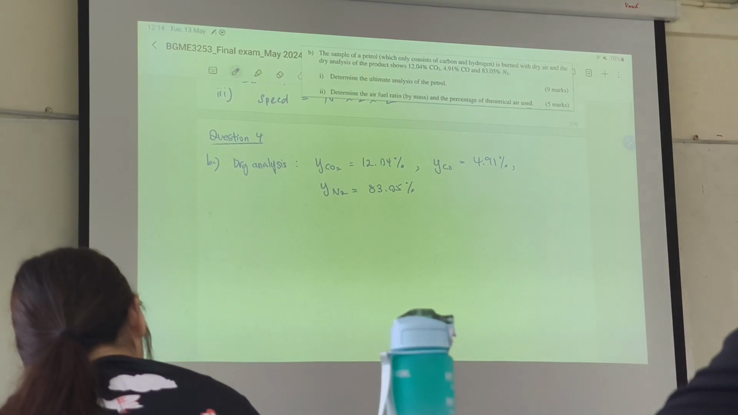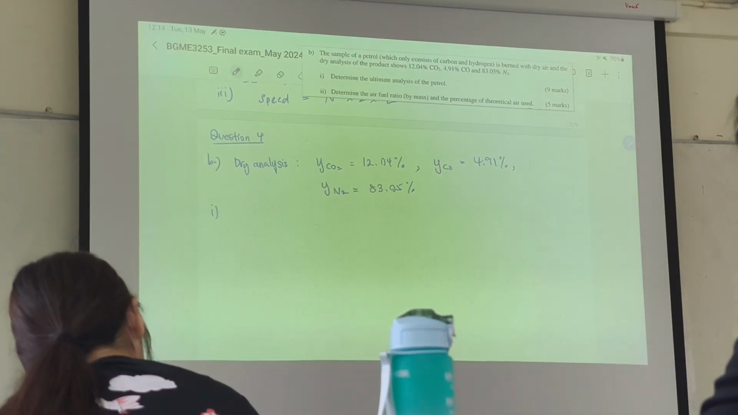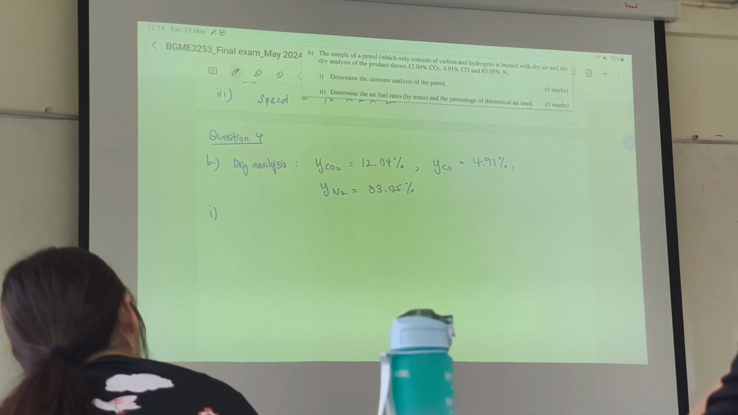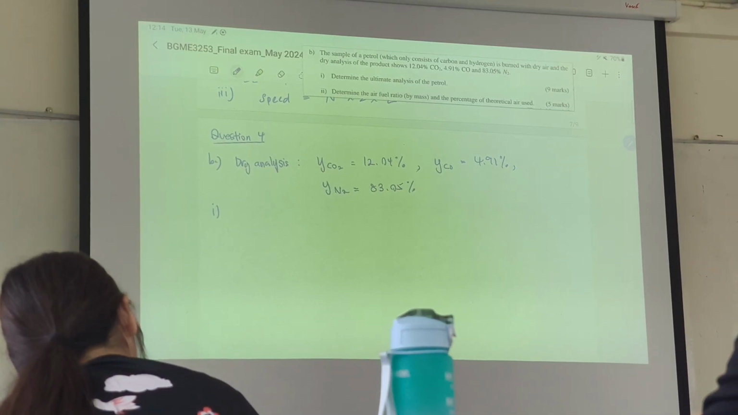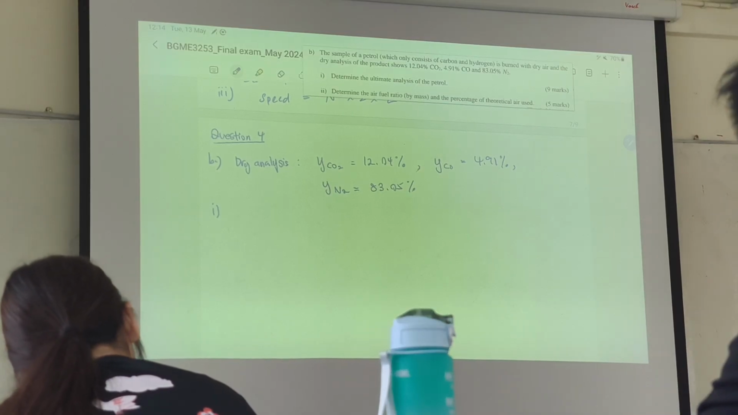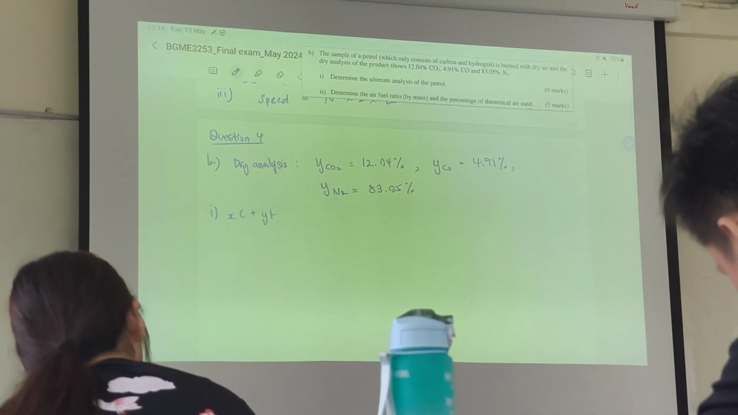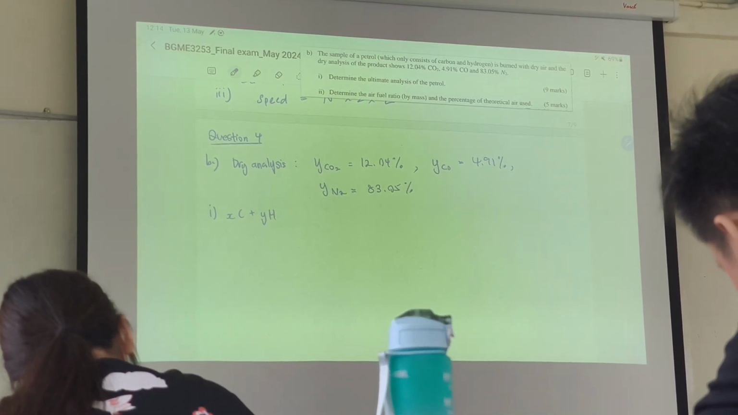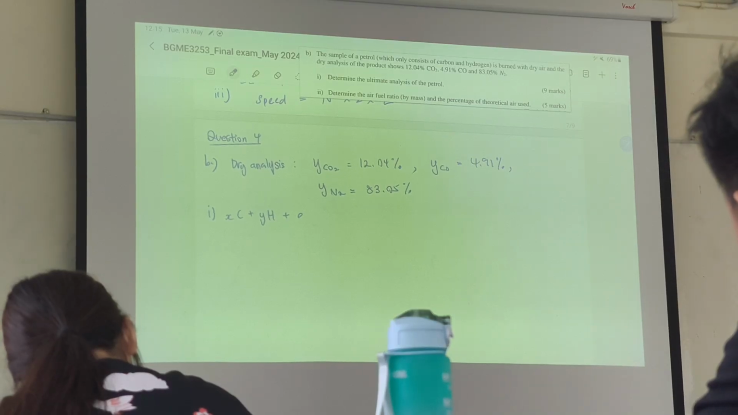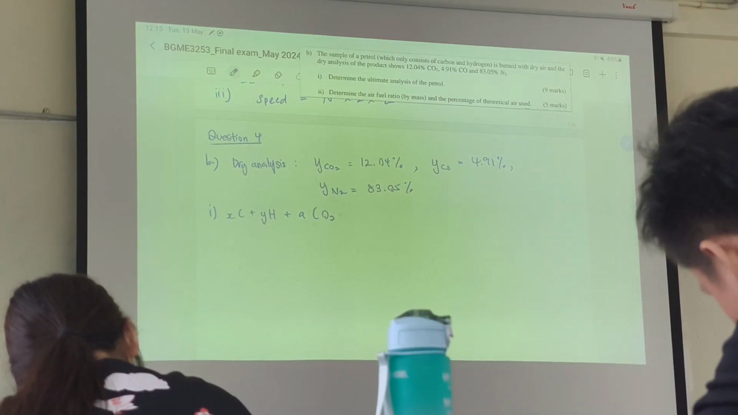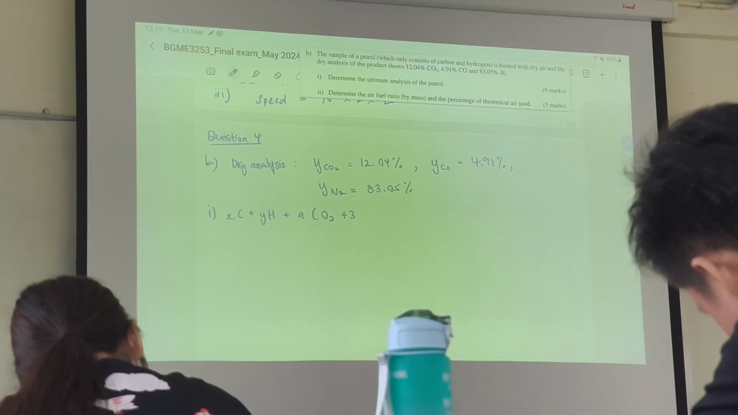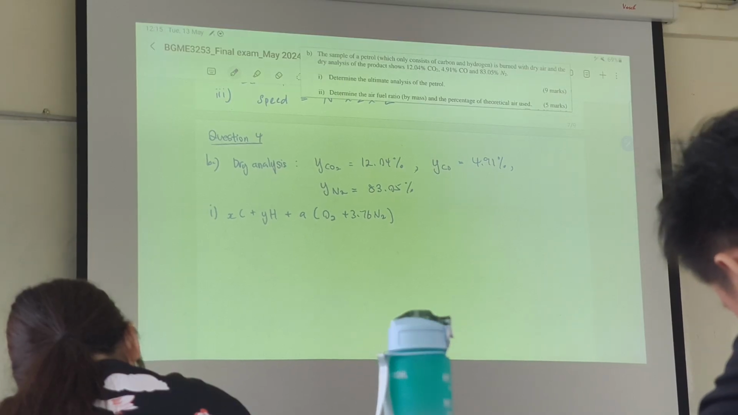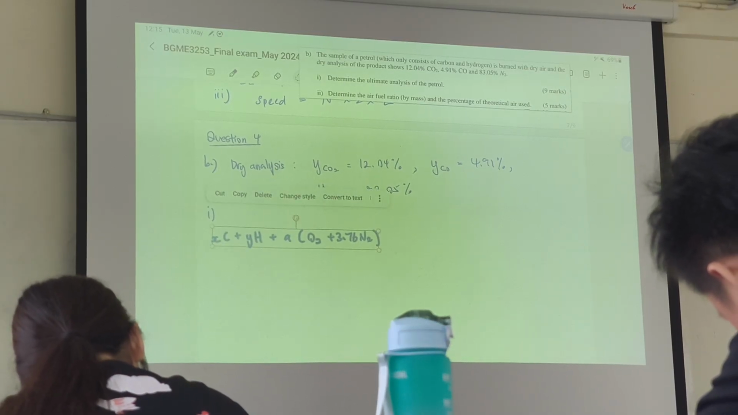So one, determine the ultimate analysis of the petrol. So we need to find out what is the composition of the petrol. The only thing we know about this petrol is that it consists of carbon and hydrogen. So just like the tutorial, we assume something first. It only consists of carbon and hydrogen, so we don't know what the composition is. We write this down first. So since this is burnt with, as usual, O2 plus 3.76 N2.